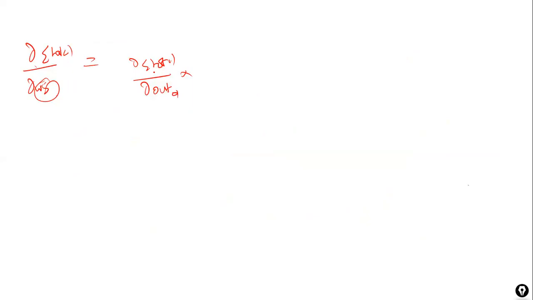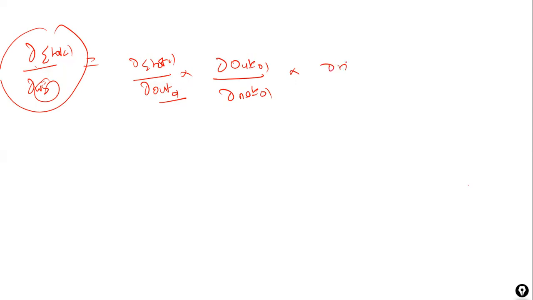So see, we are taking the partial derivative of E total with respect to out O1, into, see, the same thing can be rewritten like this, okay? And ∂out O1 with respect to what? ∂net O1. And again, ∂net O1 divided by ∂W5.